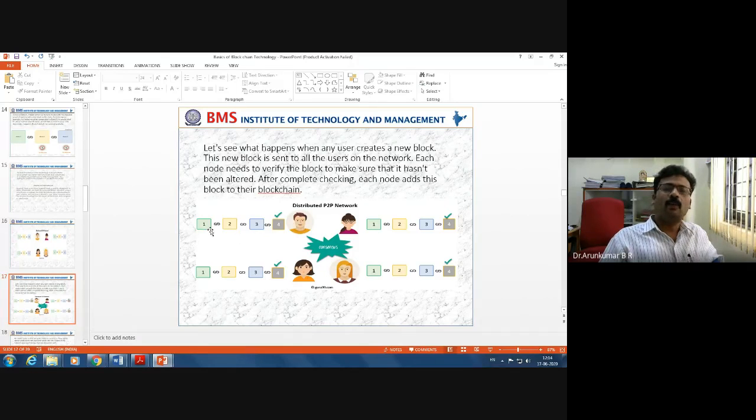So you can see here, 1, 2, 3. 4 is added, a new block is added everywhere. There are 4 users here. Every user has got a blockchain. Let us say user X has got this blockchain. User Y has got this blockchain. User Z has got this blockchain. Another one, user A has got this blockchain. Every user has got the blockchain. When a new block is created, every user validates that block, and each node adds this block to their blockchain.